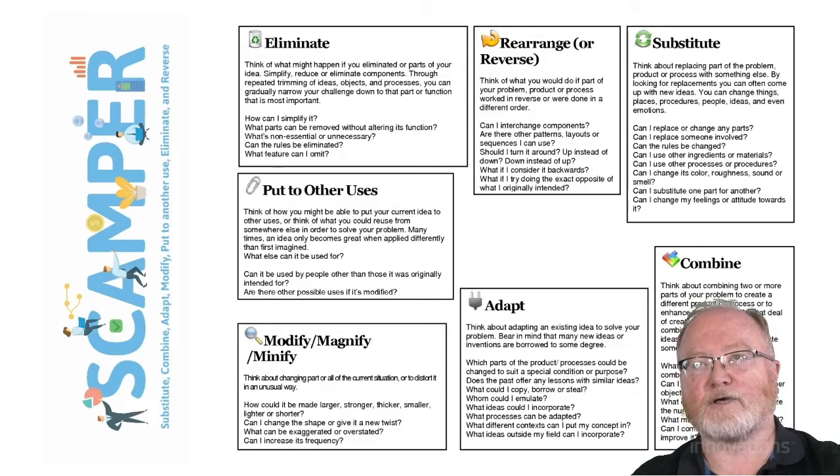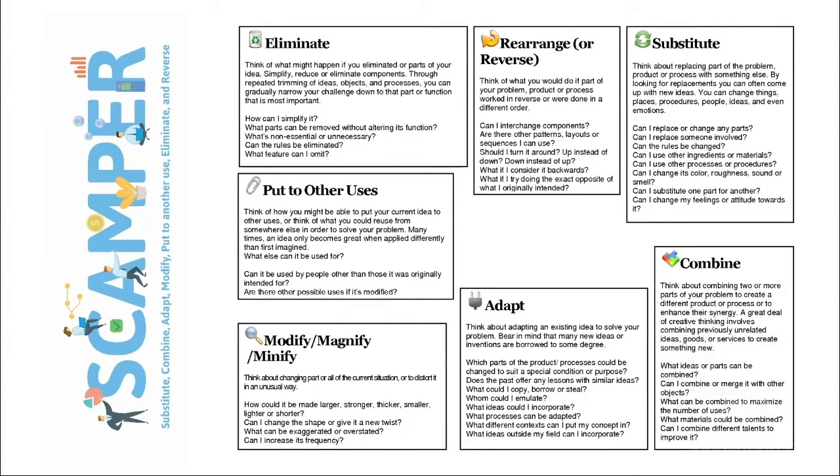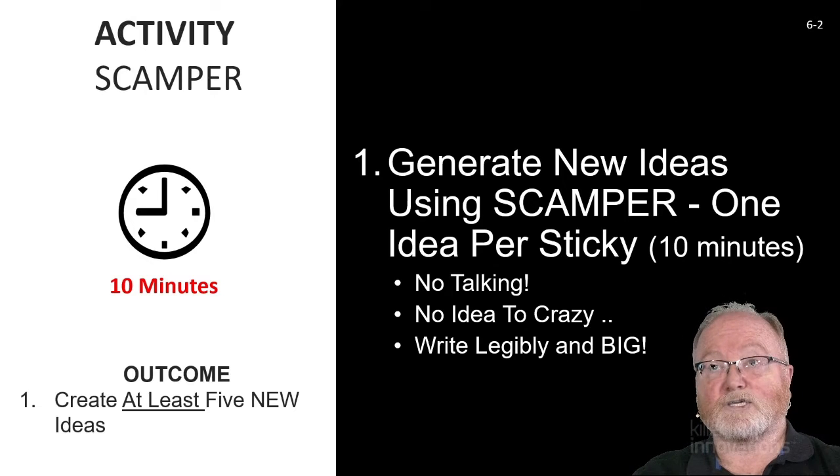Now, there's a lot of ways to look at and apply SCAMPER. There's examples of modify and adapt and combine. There's a lot of really good material online. You can just search SCAMPER on Google and you're going to get a lot of information. And again, the information I have with more details around SCAMPER will be in the download that you can get over at killerinnovations.com.